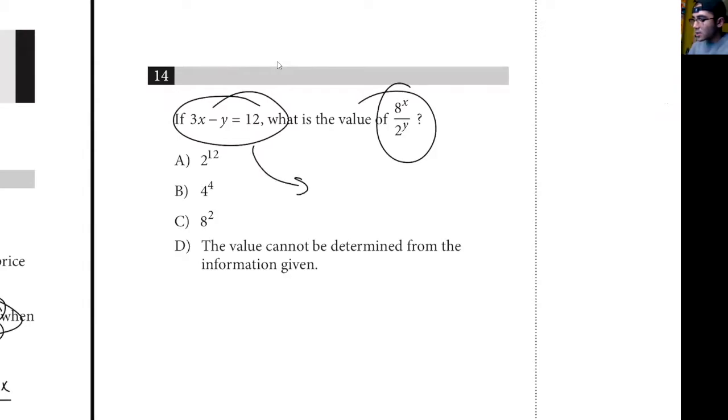I always feel x, right? So let's have 3x on one side, and everything else on the other side. So we have 3x is equal to 12 plus y. All right, that's interesting.